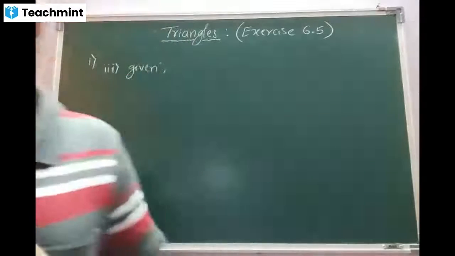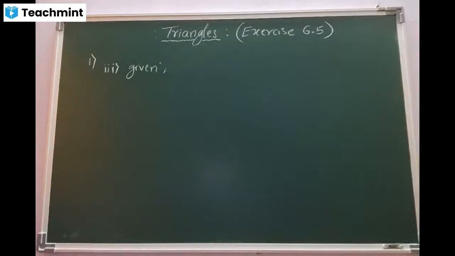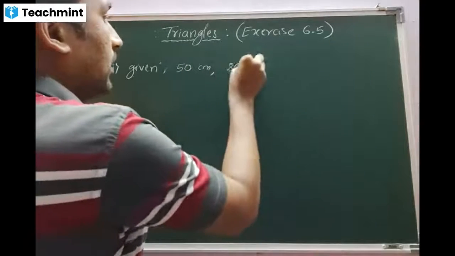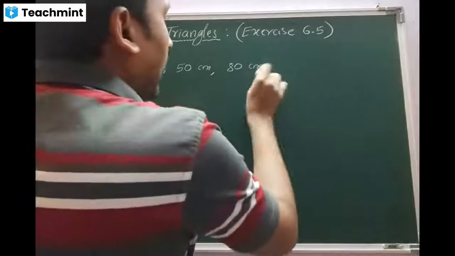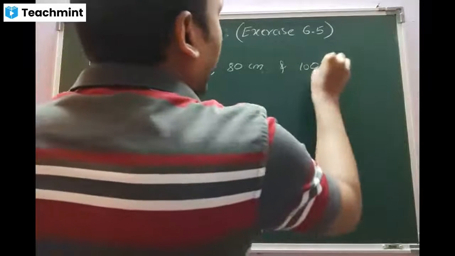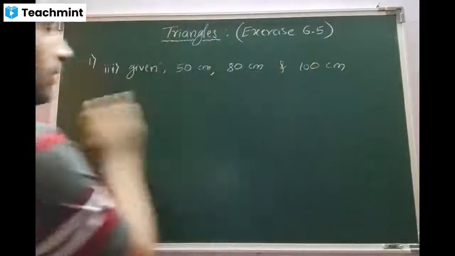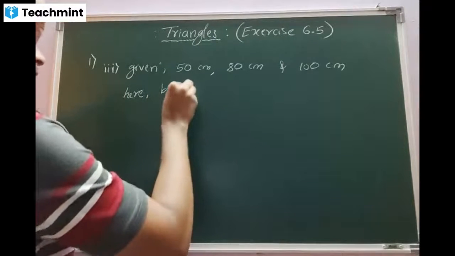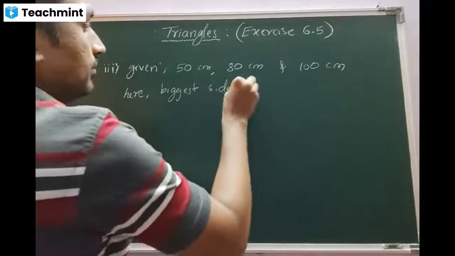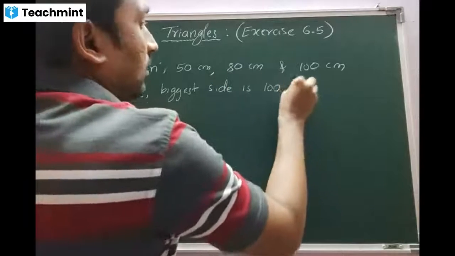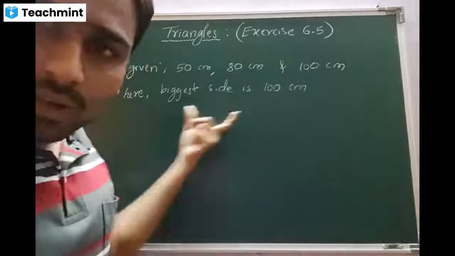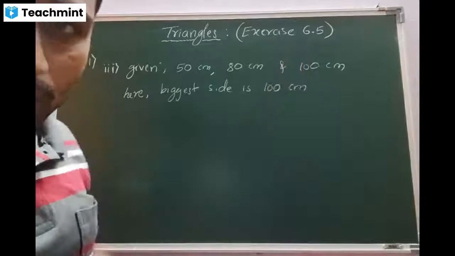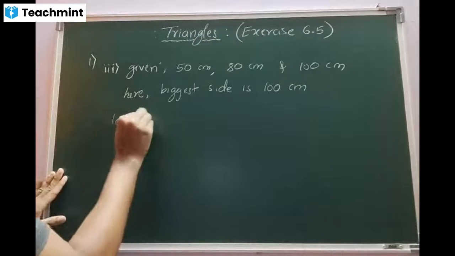One of you read the measurements given. 50 centimeter, 80 centimeter, and 100 centimeter. Right, beta? Yes, sir. One sentence: here, the biggest side is... which is the biggest side, beta? 100 centimeters, sir. I'm writing this for your understanding. In exam, no need of writing this sentence. Directly, you can go with the square of the biggest side. Okay?